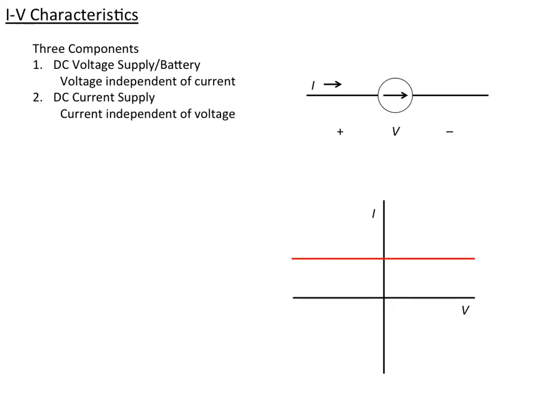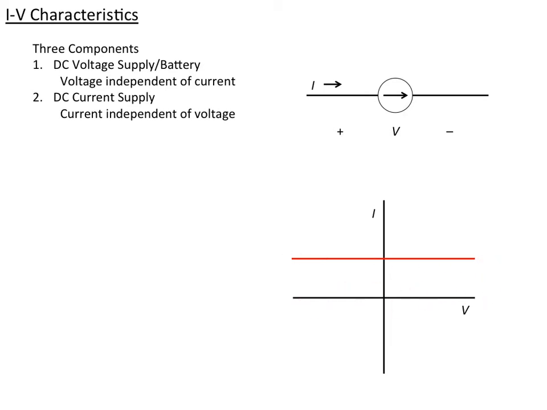Another component is a DC current supply, and like the voltage supply, it provides a current rather than a voltage. So in this case, I will always get the current I, whatever it's labeled with, and it will be flowing in the direction of the arrow inside the circle. And so since it doesn't matter what the voltage is developing across it, I have that same current no matter what the voltage is.